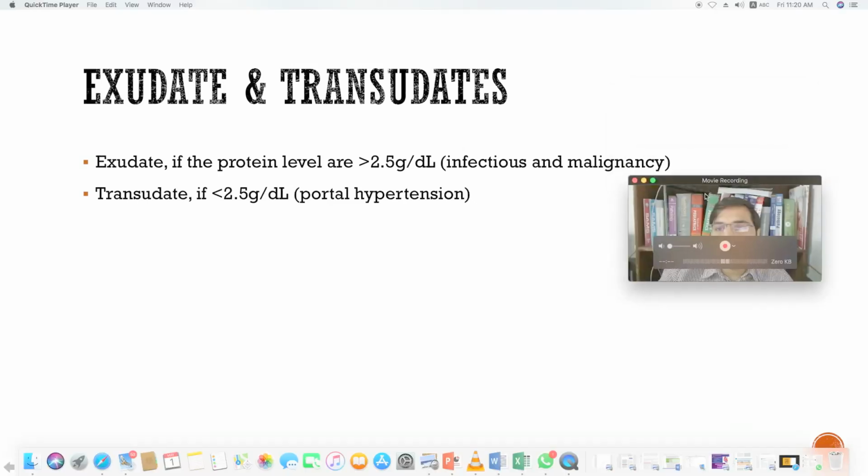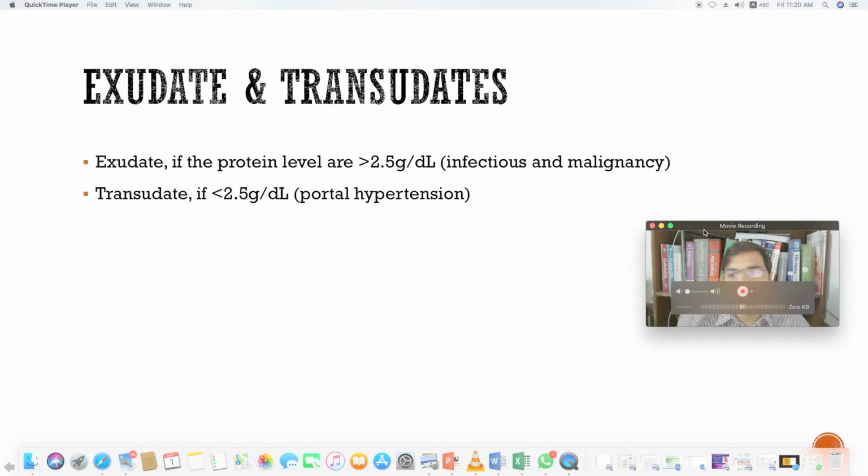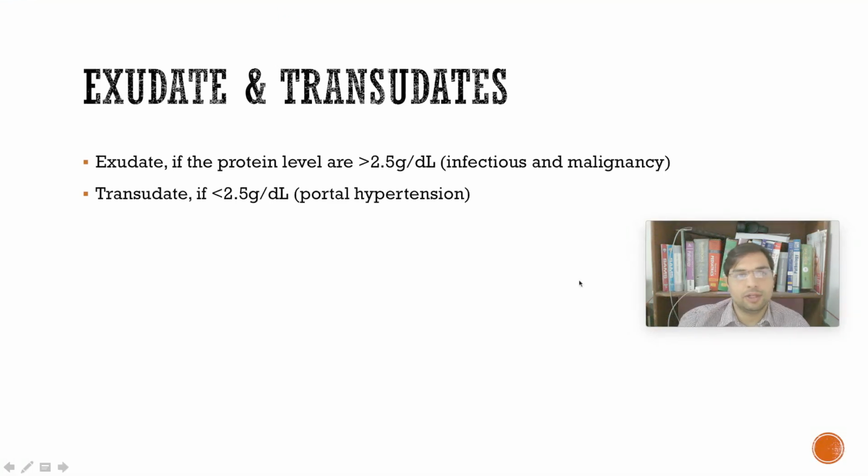Then this ascitic fluid is labeled as exudate or transudate. Right, exudate or transudate. Now, what are these exudates and transudates? The ascitic fluid is labeled as exudate when the total protein levels are greater than 2.5 grams per dl, and it is called transudate when the protein levels are less than 2.5 grams per dl. Right. So basically the exudates are because of infections and malignancies. If there is infection or malignancy, the fluid is mostly exudate. The causes of exudates are infections and malignancies. And for transudates, mostly the cause is portal hypertension.